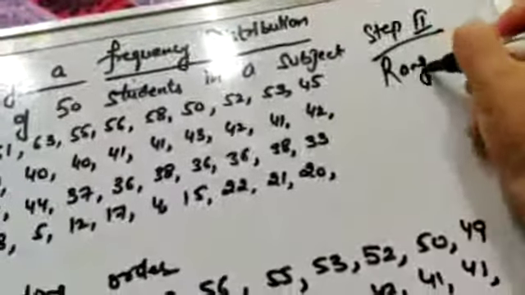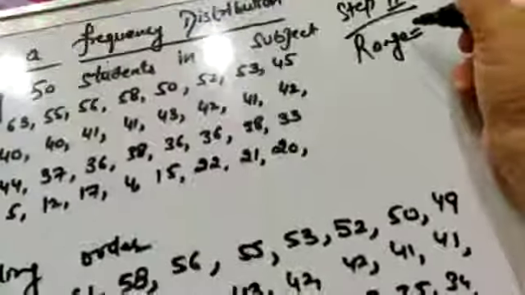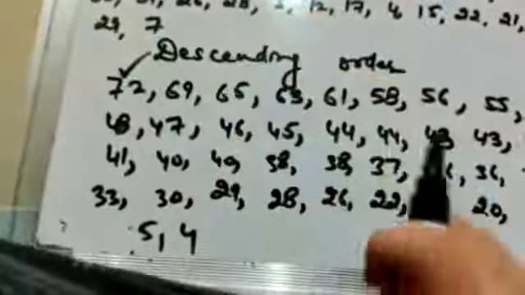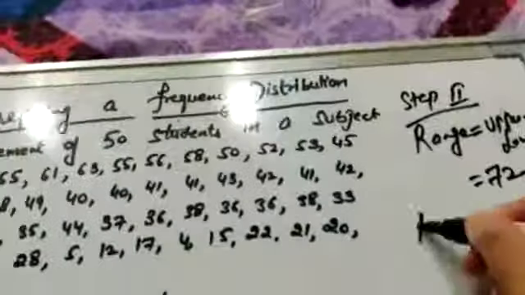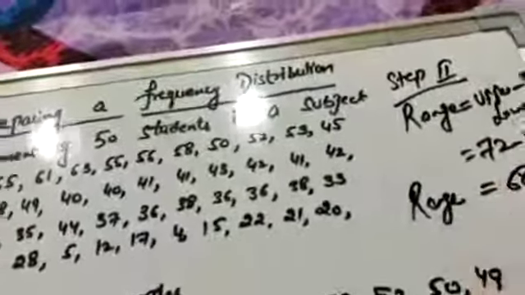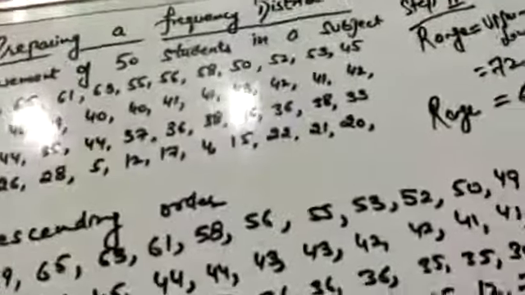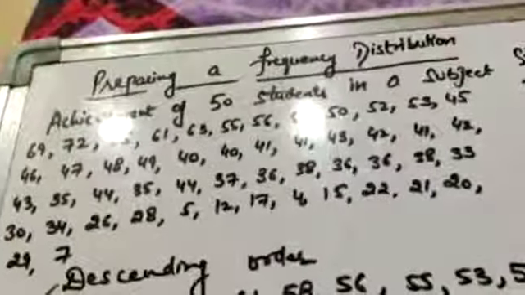How will we calculate the range? The formula to calculate range is upper minus lower. The upper value is 72 and the lower value is 4. So our range will be 72 minus 4, which comes out to 68. So our range is 68. I hope up to here it is clear to you.